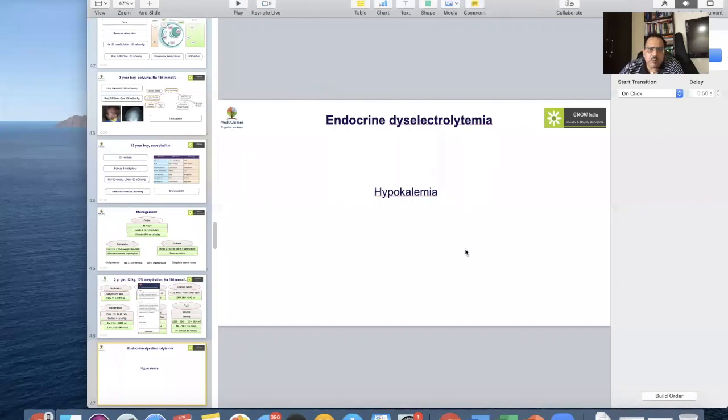If a routine electrolyte measure can measure urine electrolyte levels, yes, you can use the urinary machine to get that level.